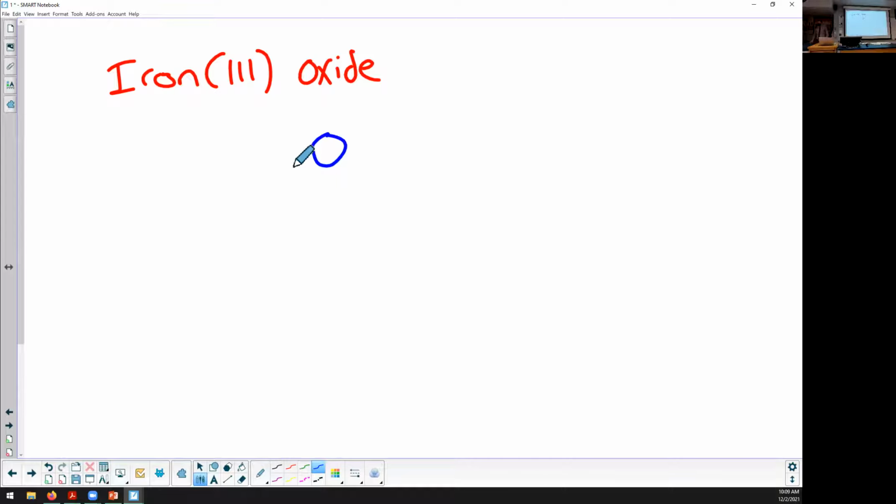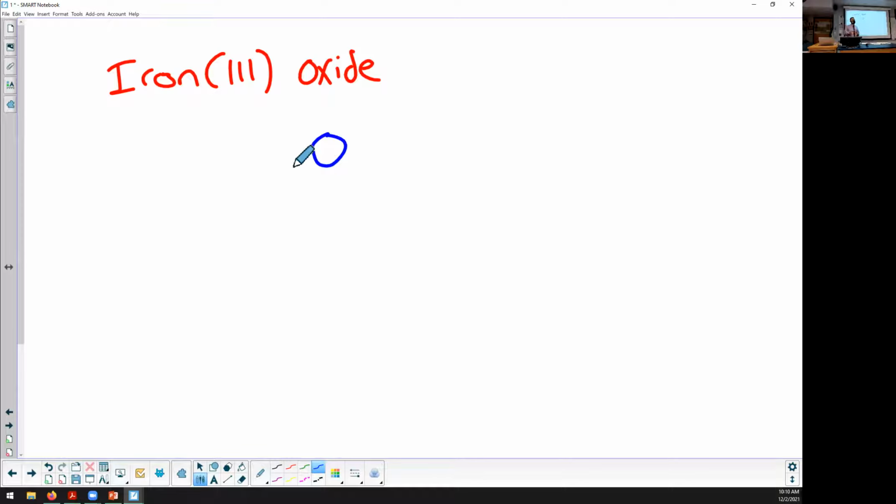Third last column on the periodic table, just 2 away from being a noble gas. What charge does oxygen take when it becomes an ion? What is an oxide ion? What charge does it have? Yeah. Negative what?